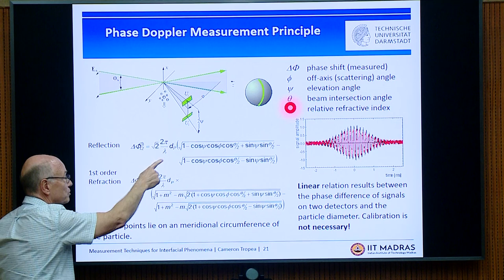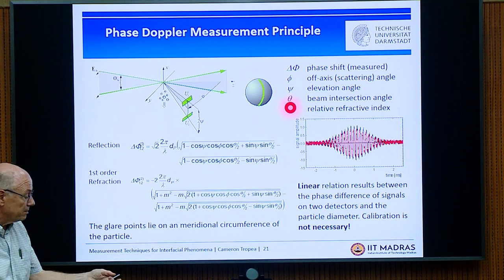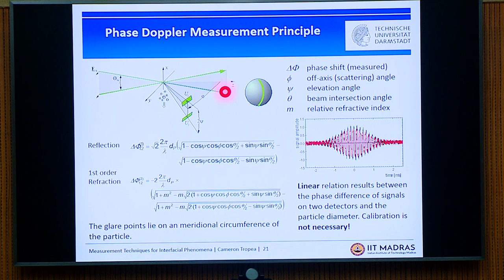And take a look. This is now first order refraction, and there's something new in here, m. M is the relative refractive index. And of course, that doesn't appear where you have only reflection because nothing goes through the particle. So it depends how you've set up. But generally, we work in first order refraction at 30 or 40 degrees.